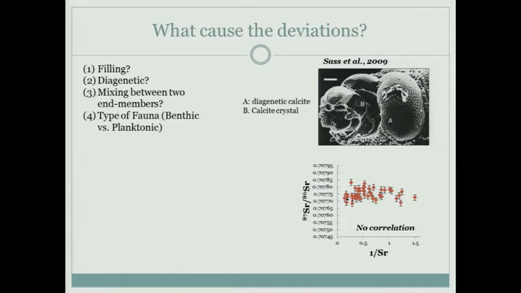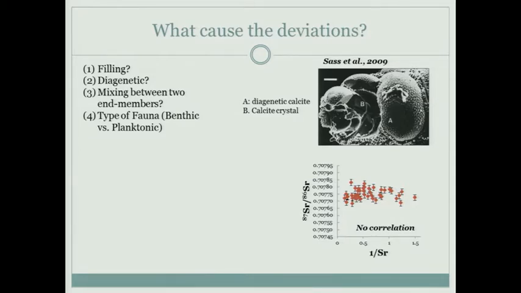Is it mixing between two end members? Maybe we weren't careful enough, and detritus also interfered with our samples? Or is it the type of fauna, benthic versus planktonic? I think that almost all the options are right. This is from Sass et al., 2009, who worked on the same section. He showed that in spot A, there is a diagenetic calcite, which almost perfectly mimics the cell form, but it's a diagenetic one.